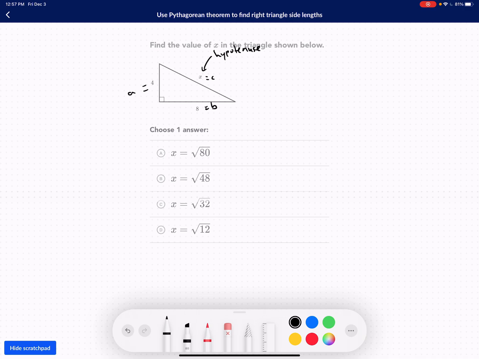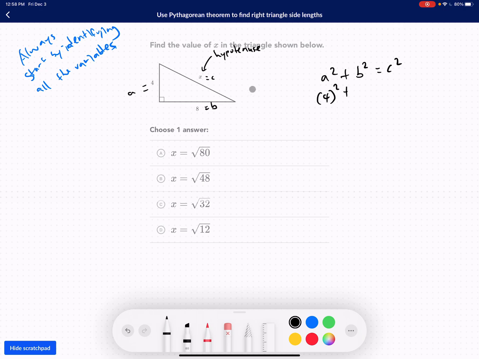Okay, so I want you guys to write this down, always start by identifying all the variables. Okay, so you got A, B, and C, so make sure you always start by identifying those. And then we always write the equation down. Okay, A is equal to 4, B is equal to 8, and C is equal to x.